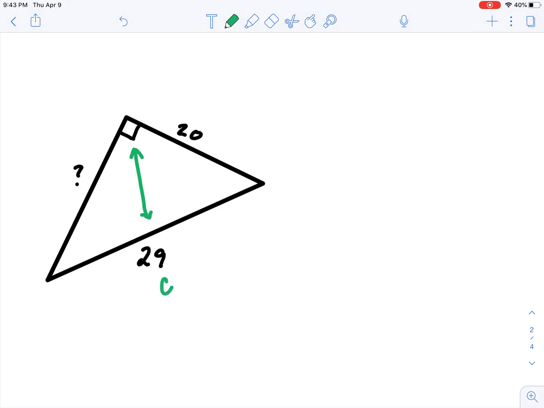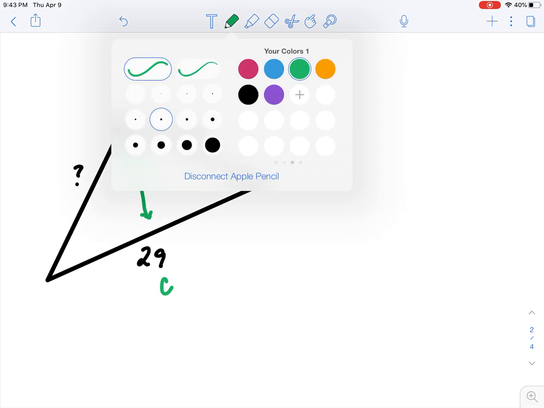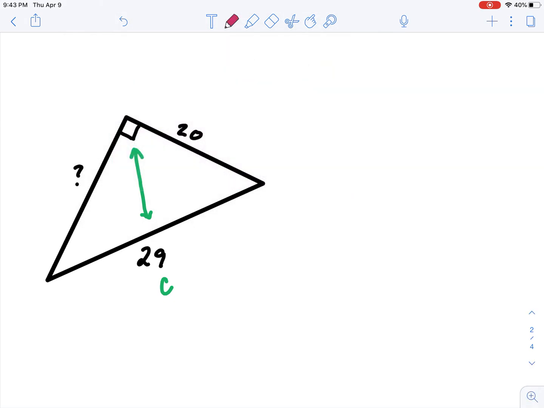In this case, we know the hypotenuse. For the other sides, it doesn't matter which ones we choose to be A or B. So I'm going to choose this one to be A, and I'm going to choose 20 to be my B value. Okay, so I picked A, B, and C.